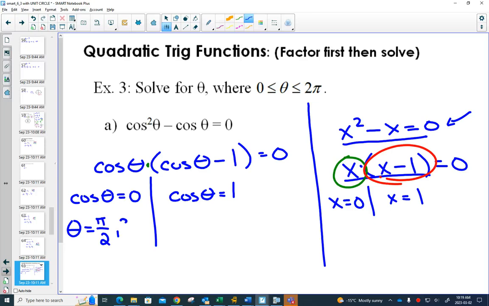How did you do? Your x coordinate is 0 at pi over 2 and 3 pi over 2. When is your x coordinate 1? At 0. Also at 2 pi.